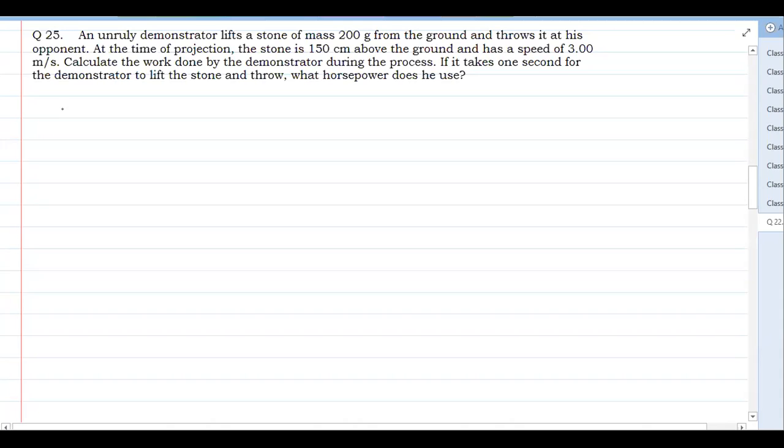So how do we solve it? Suppose the stone is lifted from the ground to some height, that is 150 centimeter, and then thrown with speed. So it is having speed. It is raised to some height and then thrown with some speed, so it has a change of kinetic energy as well as a change of potential energy. So total work done is equal to change of kinetic energy plus change of potential energy.